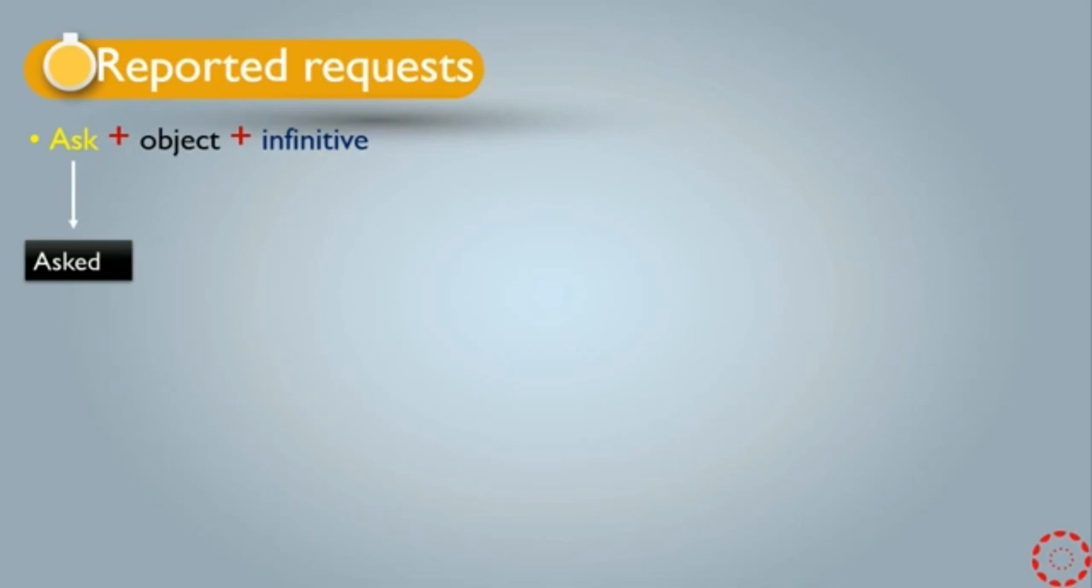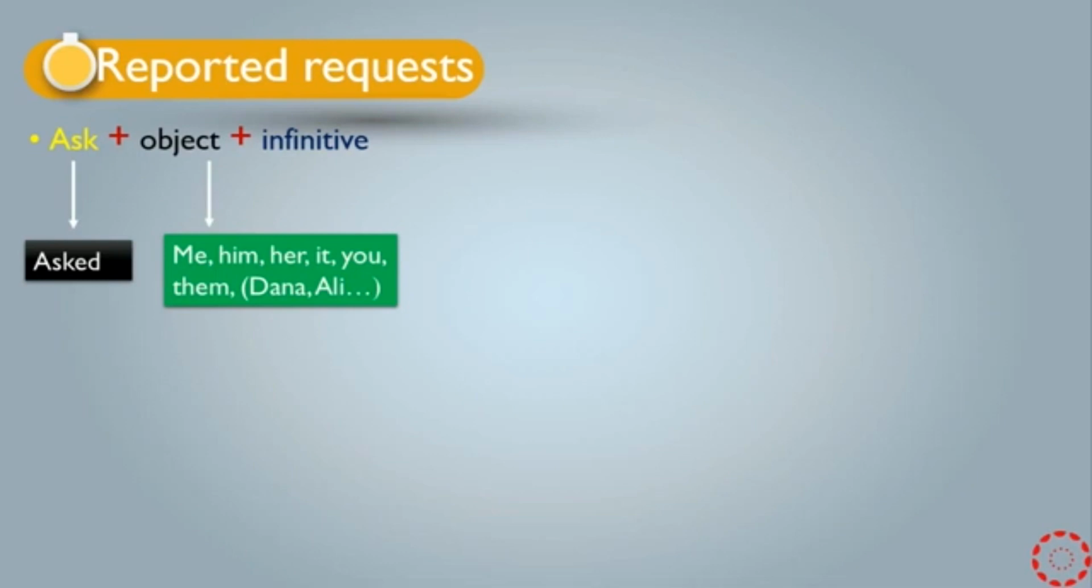After that we have object. So what is an object? Objects mean him, me, her, it, you, them, Dana, or Ali, or a name. So object means a pronoun or a noun of someone else. So we have me, him, her, it, you, them, according to the sentence. After that, we have infinitive. I just talked about what's the infinitive in the previous lesson. So infinitive means to plus base. So we have a general rule: asked, object, and infinitive, which indicates to plus base.